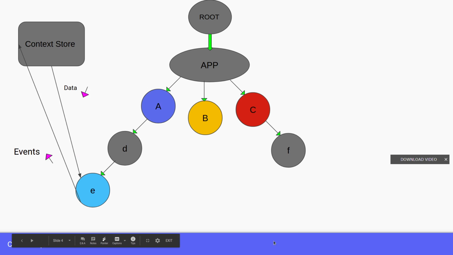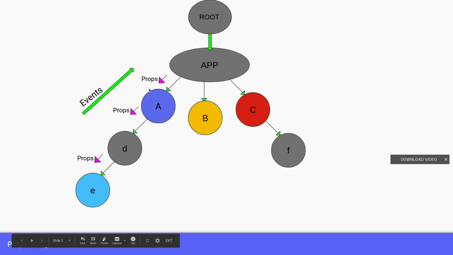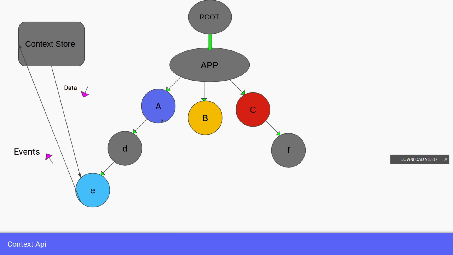So the context API simply allows us to take these props and all the stuff concerning the props and the data, and put it outside. Then if you want to access the data, you simply call something like useContext, or you say context consumer, whatever you want to. Then E can access the context store now, even F can access it. You don't need to pass it via A or D to access it.